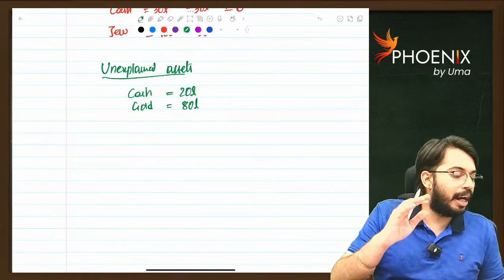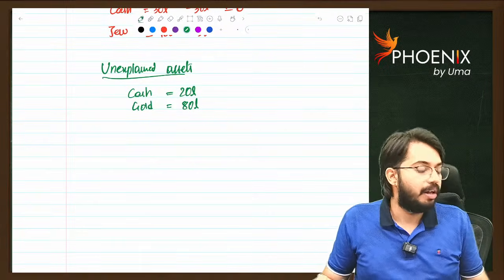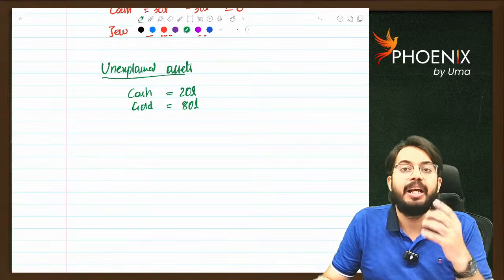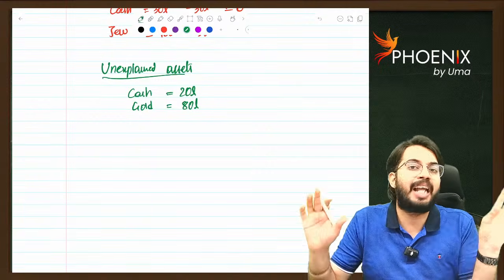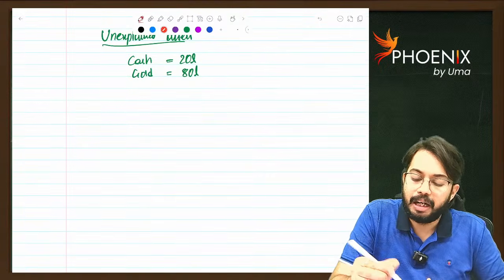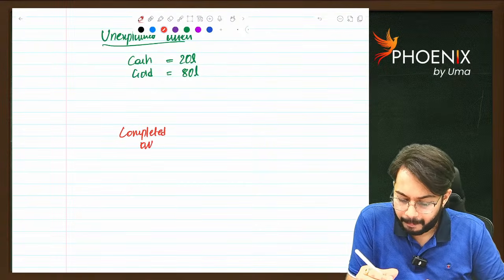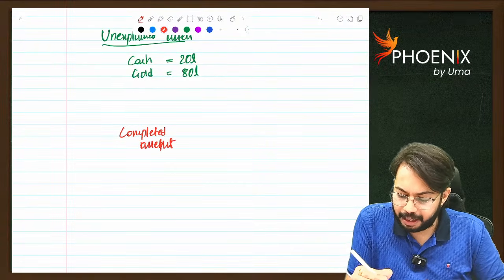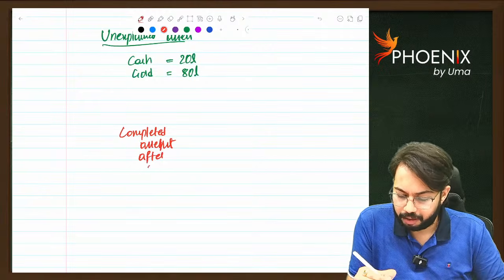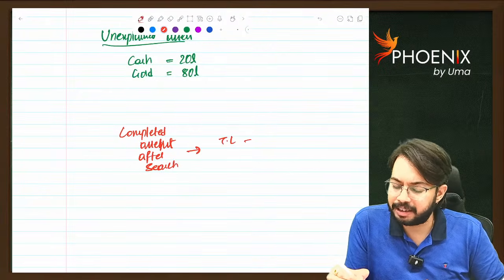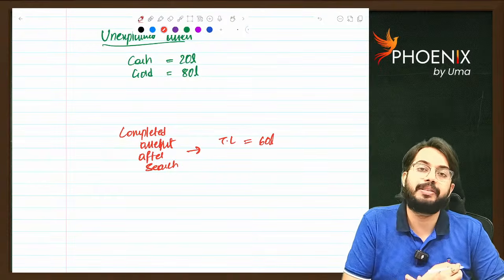Sir, when unexplained assets are given, the department will complete the assessment. After completion of assessment, the department will tell what the tax liability is. For example, the department completed assessment after search. Then the department determined the tax liability is 60 lakh rupees.